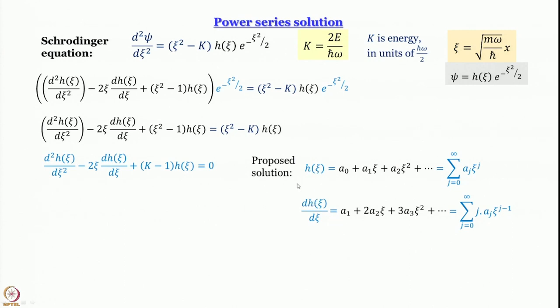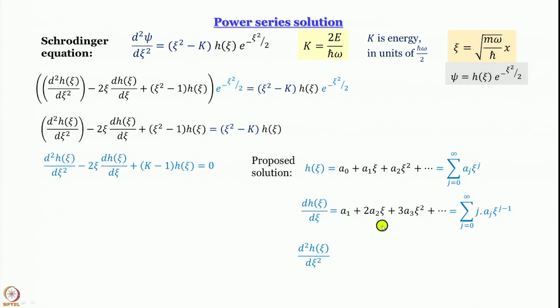Okay. I will repeat that. aj is the coefficient for the term in the jth power of xi in the power series expansion of h. So, h is written as a power series, and we get another summation for dh by d xi as well. And by now, it should not be very difficult for us to understand that if we differentiate once again, then we end up getting another power series. What is d2h by d xi 2?